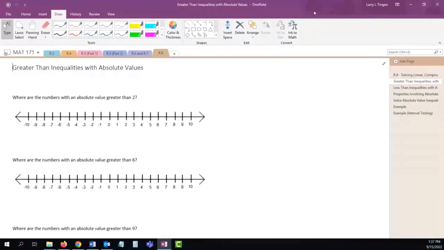And you've already thought about this, or have already brought this concept up. I want you to think about greater than inequalities with absolute values. All right. So this first question says, where are all the numbers with an absolute value greater than 2? All right. So write that as an inequality. What am I doing? I'm doing inequalities, but now I'm bringing absolute value in.